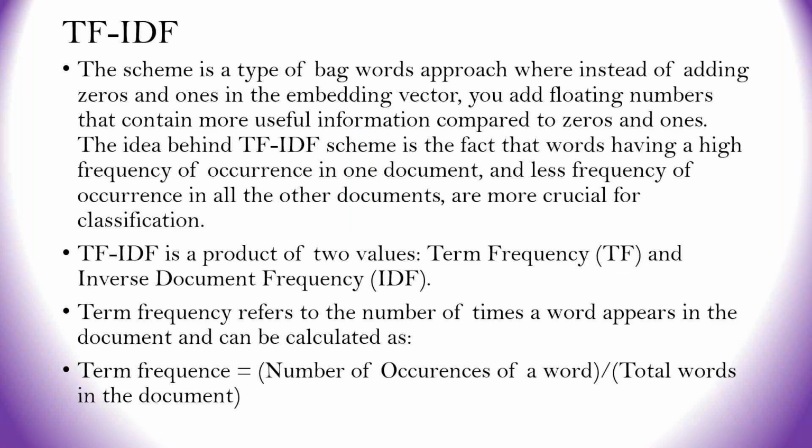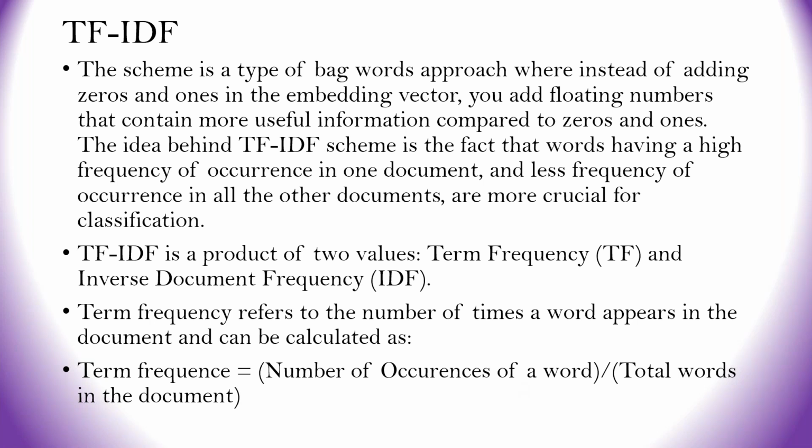In TF-IDF, as we discussed earlier, I'll run through this fast. It is similar to the bag of words approach, where instead of adding zeros and ones in the embedding vector, you can add floating point numbers that contain more useful information compared to zeros and ones. Here, a word may have a high frequency of occurrence in one document, but a lower frequency in all other documents. To identify that, term frequency has a formula: the number of occurrences of a word divided by the total number of words in the document.